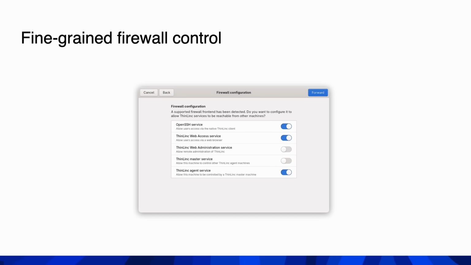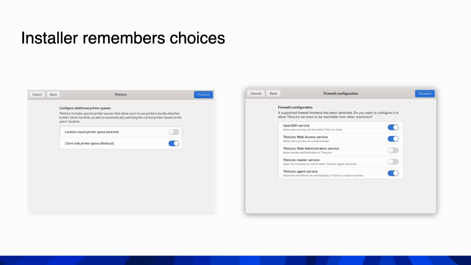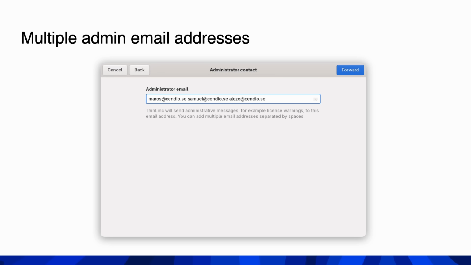So what's new in this release is that we give more control to the sysadmin to choose which parts he wants to open up for in his network. These choices are now also remembered for the next time. Another area of the setup that has been improved is the part where you specify which admin email addresses should get updates, and it's now possible to specify multiple.